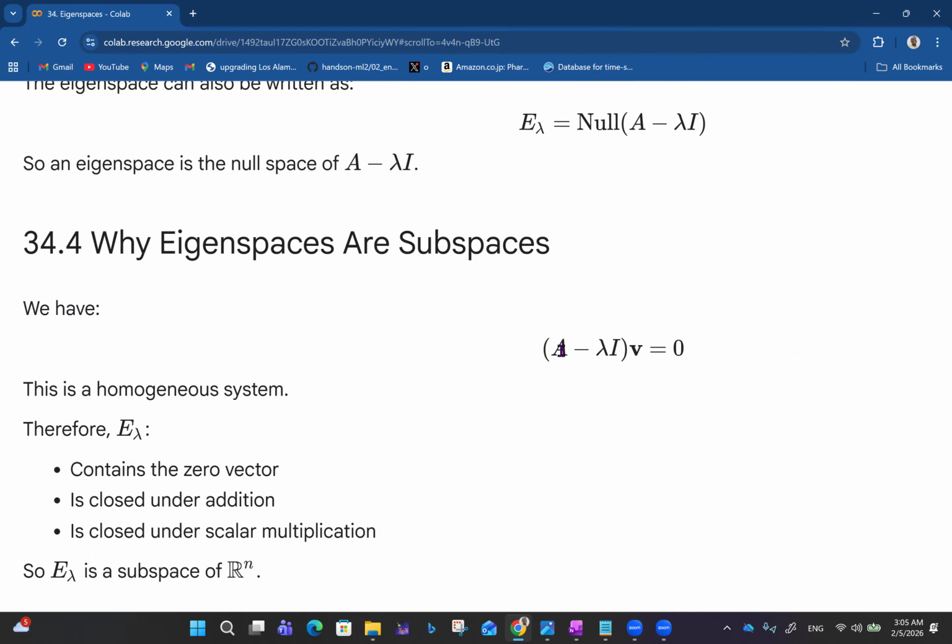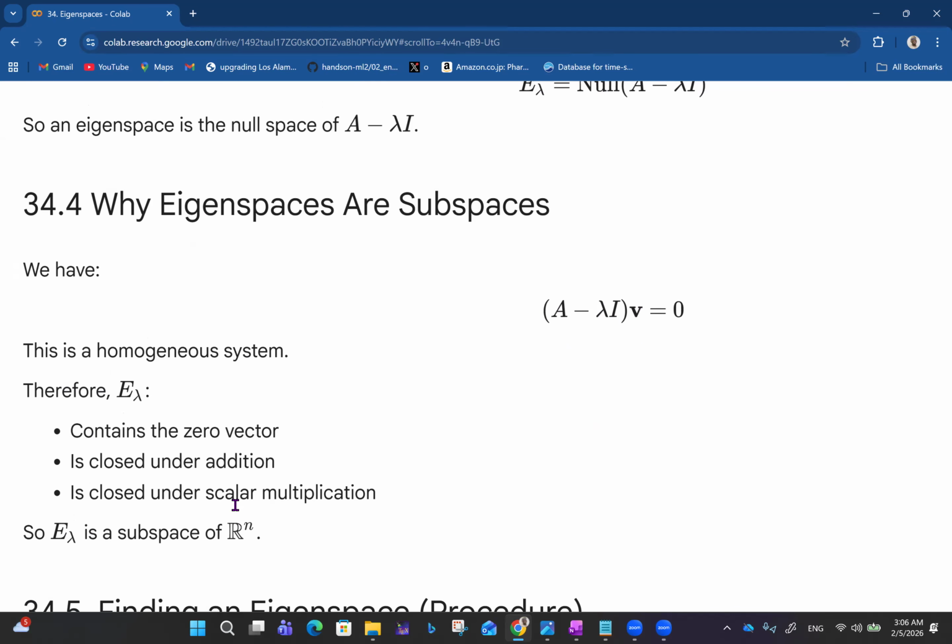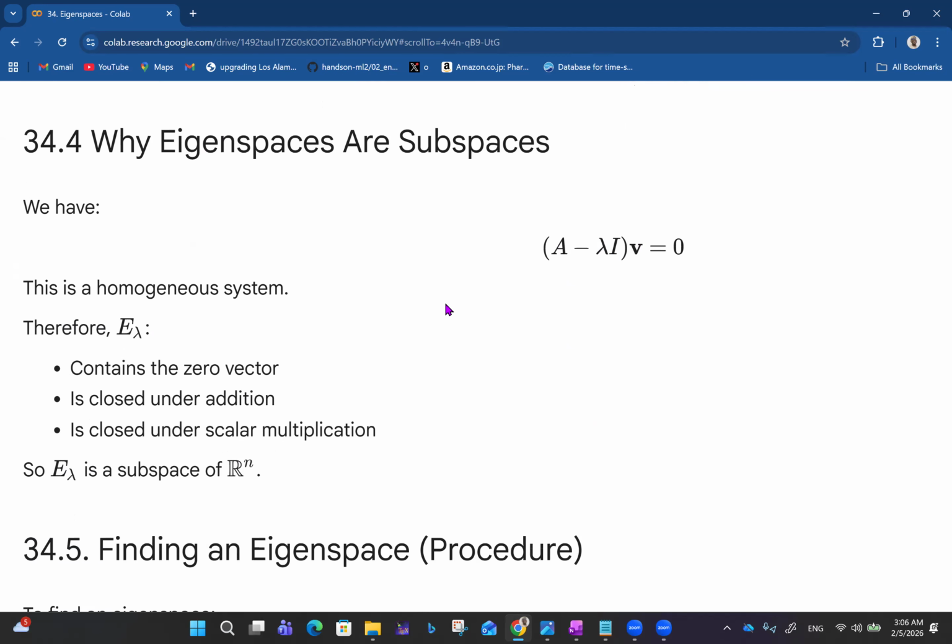Now, why are eigenspaces subspaces? If we have A minus lambda I multiplied by V equals 0, then by taking the determinant of A minus lambda I, we get eigenvalues. By solving for V, we get eigenvectors, right? This is a homogeneous system because it's equal to 0. Therefore, E sub lambda contains the zero vector clearly, it is closed under addition, and it is closed under scalar multiplication. So E sub lambda is a subspace of R^n because it obeys all the necessary conditions for subspaces.